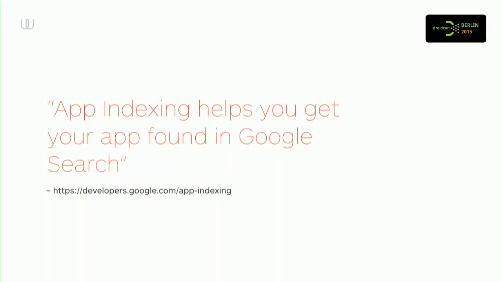But I'm here today to talk about app indexing and how you can use it in your app. So what exactly is app indexing? This is what the official documentation says. App indexing is a really cool way for your app and app content to show up in Google search, with just a few steps.